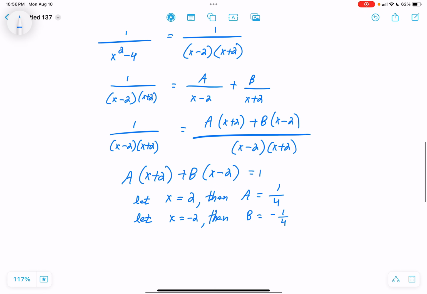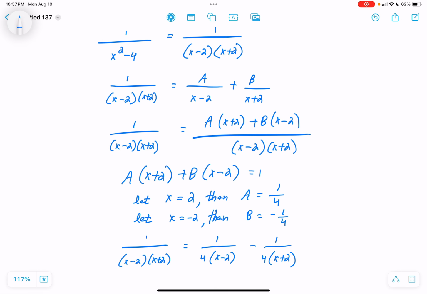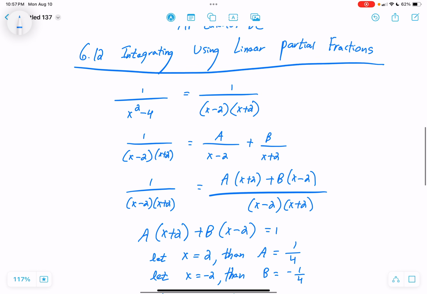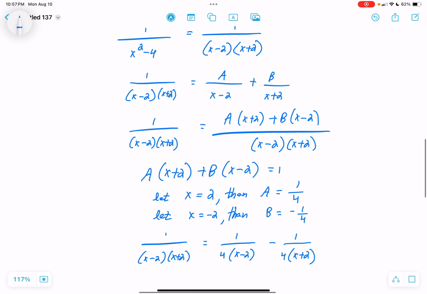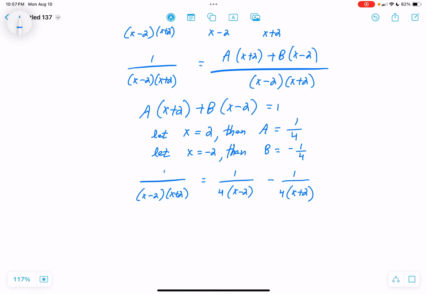So therefore, I could write 1 over x minus 2 times x plus 2 as being equal to 1 over 4 times x minus 2, and then that really should not be a plus, it's going to be a minus 1 over 4 times x plus 2. And we're about to see how this is going to be useful for integration. So let's do some practice problems.